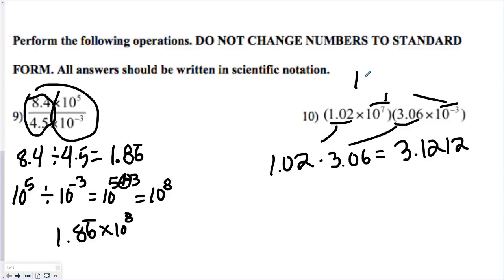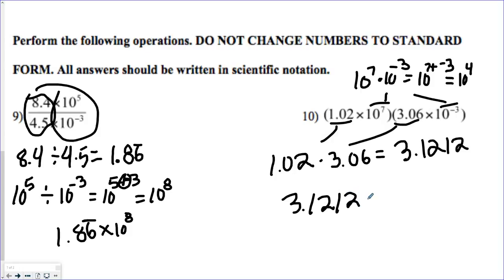So we'd have 10 to the 7th times 10 to the negative 3rd. And remember that when you're multiplying bases with different exponents, what you do is you add the exponents together. So this would be 10 to the 4th. So again, multiplying bases means you add the exponents. So my answer is just going to be 3.1212 times 10 to the 4th.